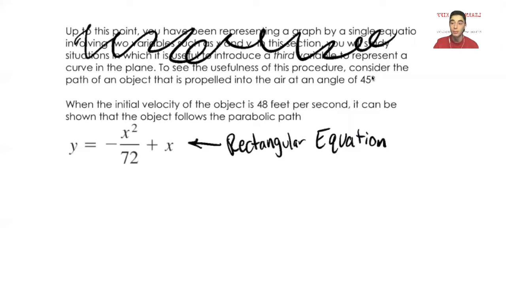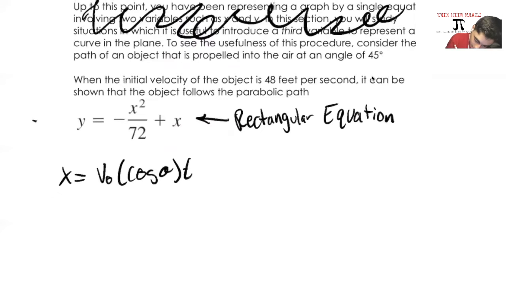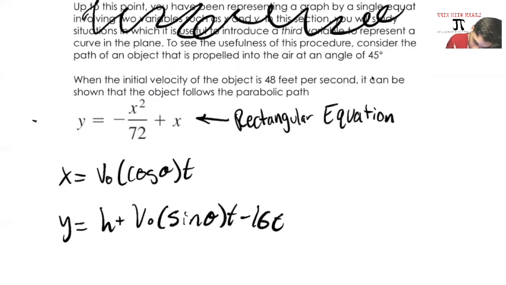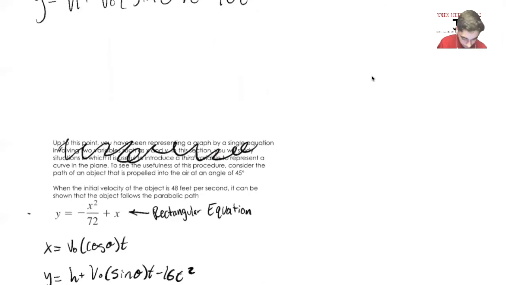If we're trying to find the parametric equations, it's simple. We just use the equations that we know, that are given in every problem. x equals initial velocity times cosine theta times t, y equals h plus initial velocity times sine theta times t minus 16t squared. Let me just make sure I got that right. Yep, looks good.